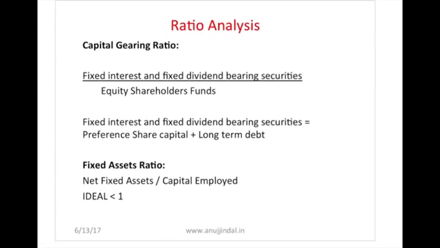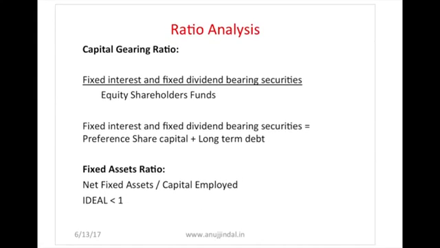The next one is capital gearing ratio, very important again. The formula is fixed interest and fixed dividend bearing securities upon equity shareholders funds. Fixed interest, these are all fixed liabilities that have to be paid to investors. Fixed interest, fixed dividend bearing securities, pertaining to preference shares, is equal to preference share capital plus long term debt. This is what I just said.